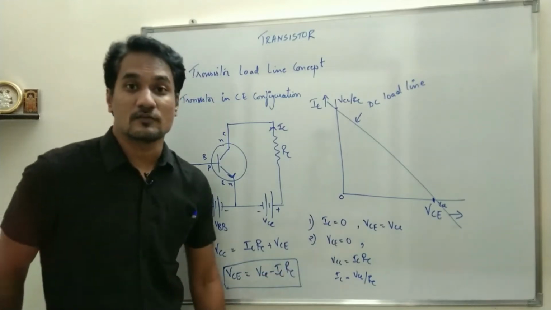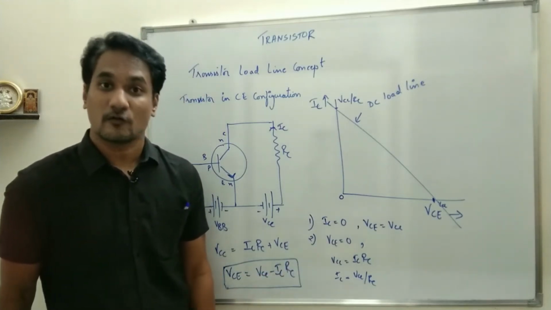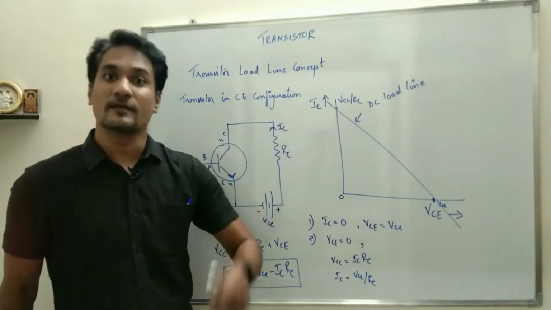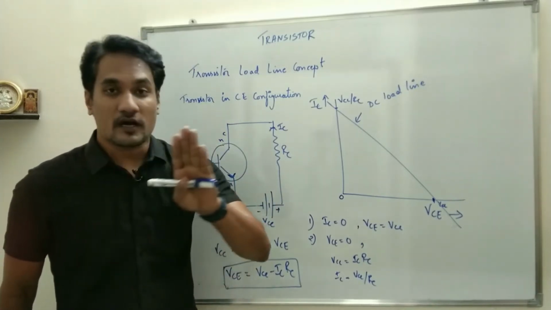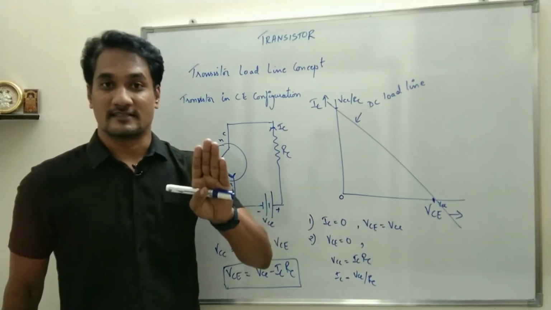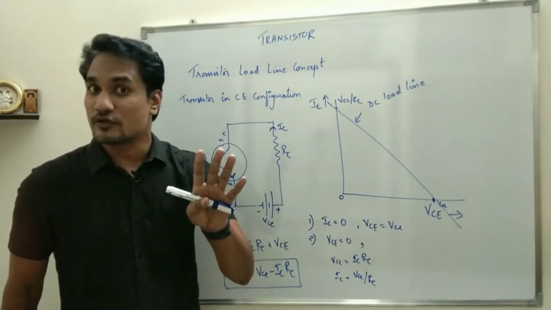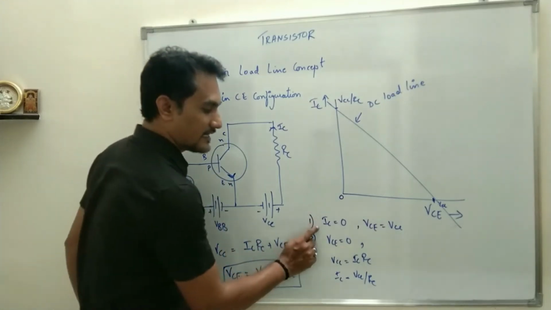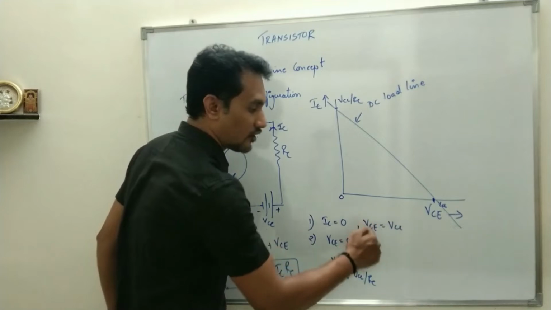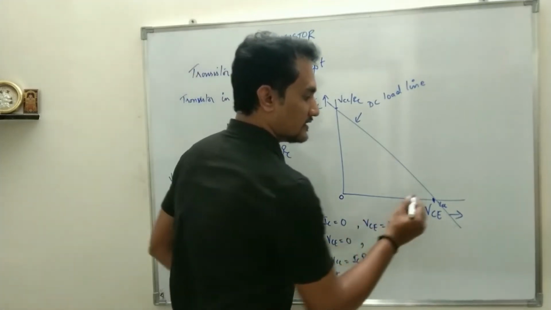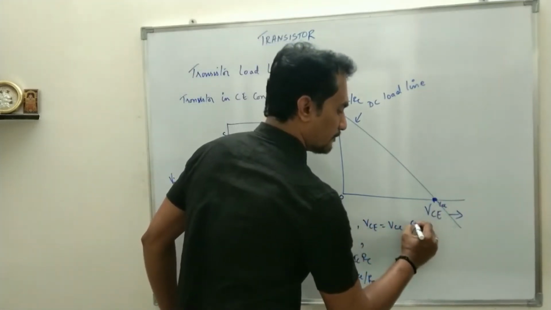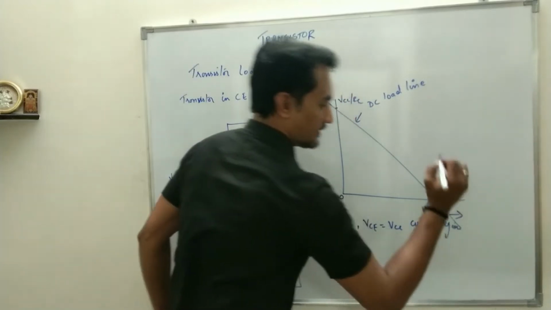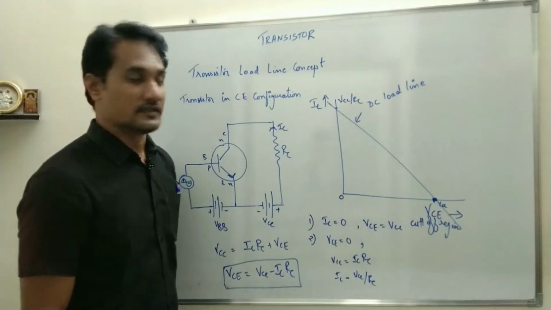IC is equal to 0 means no collector current. IC is the output current, so no output current. And this will happen when there is no input current, right? That means no current is flowing through the transistor. When no current is flowing through the transistor, it is said to be working in the cutoff region. So when I say IC is equal to 0, or VC is equal to VCC, this point is nothing but the cutoff region.